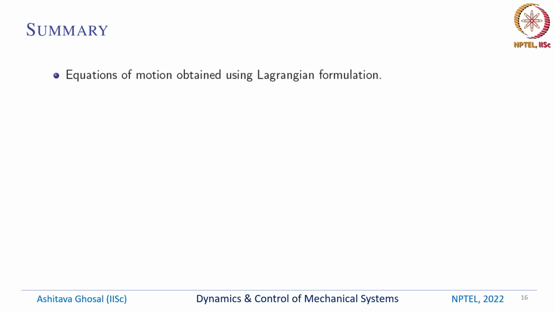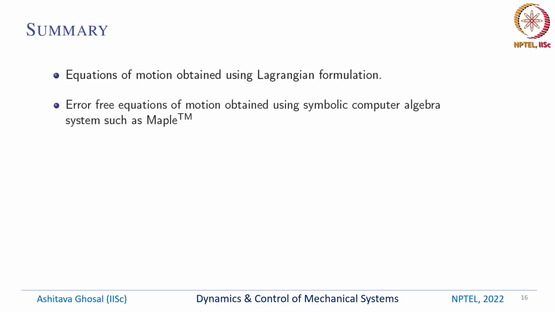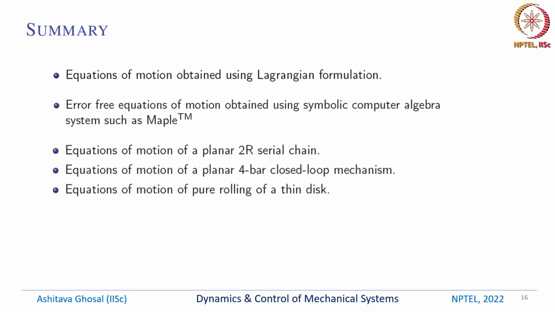So in summary, we can derive the equations of motion of a multibody system using the Lagrangian formulation. We can obtain error-free equations of motion using symbolic computer algebra systems such as Maple. And in this lecture, I have shown you the equations of motion of a planar 2R serial chain, the equations of motion of a planar 4-bar closed loop mechanism, and also the equation of motion of a pure rolling of a thin disk. So this one there are no constraints. This one there are loop closure constraints, which are holonomic constraints. And in the case of this pure rolling of a thin disk, we also have non-holonomic constraints involving derivatives of the generalized coordinates.